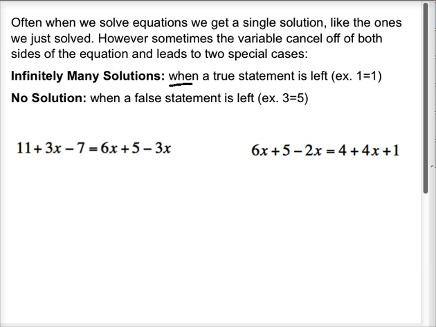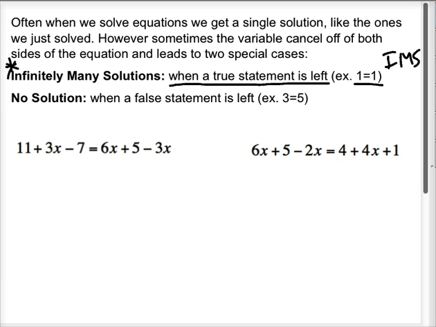If you're left with a true statement, so something like 1 equals 1, that's called infinitely many solutions. So if you have 1 equals 1, 2 equals 2, 3 equals 3 left, it is always going to be true, meaning you're going to have an infinite number of solutions. Now, I do let my students write that as IMS, okay? So if you don't want to write out infinitely many solutions every time, if you put IMS, I'm going to know what that means.